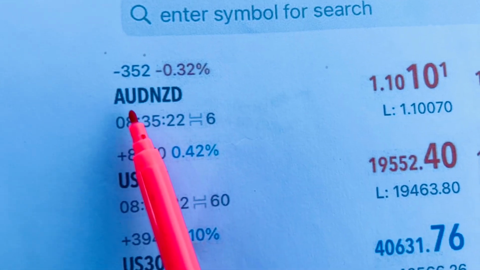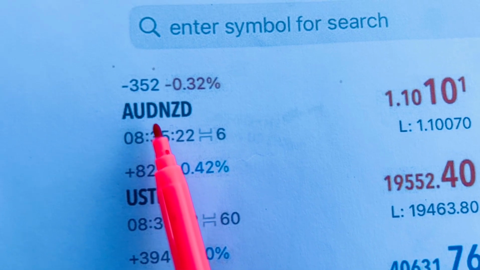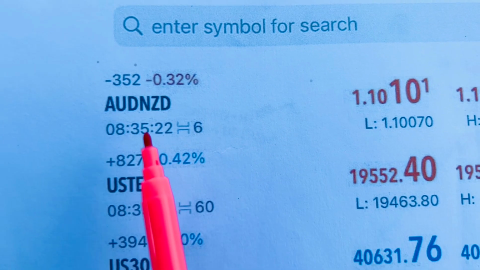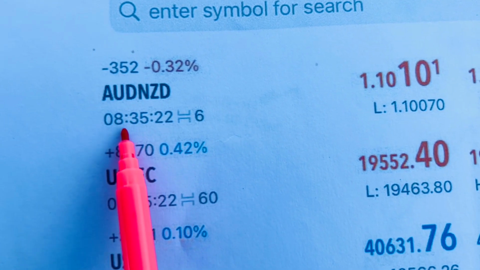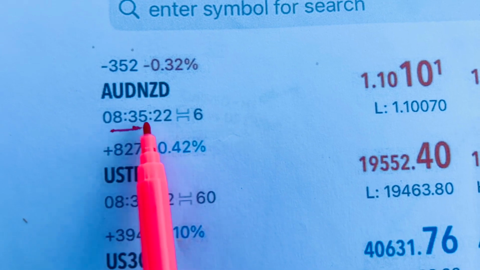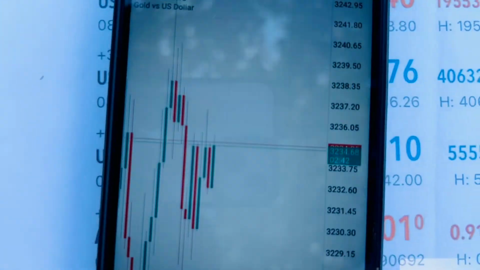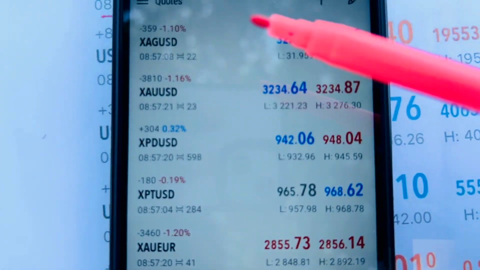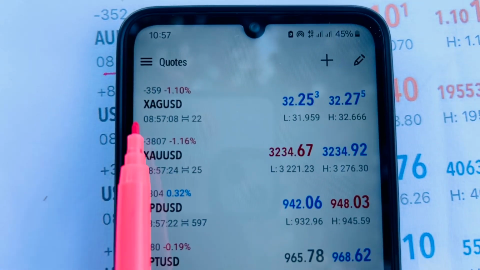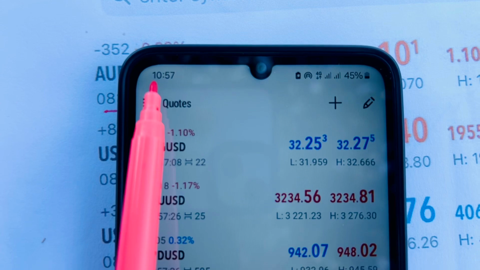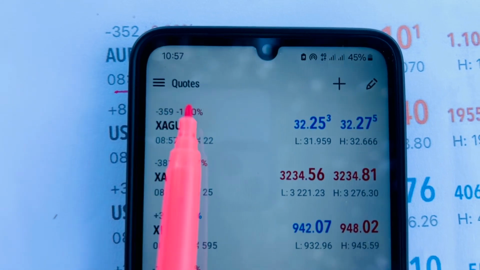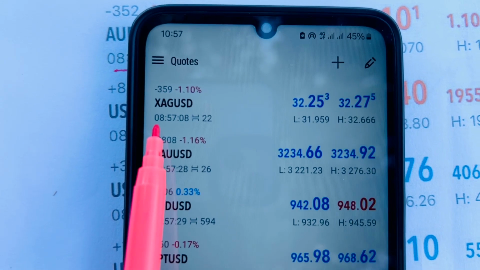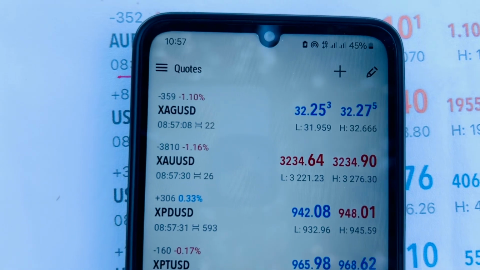This is AUD/NZD, which is the Australian dollar versus the New Zealand dollar. Below here, we have the time. This is the time, and this time is counting. If right now we go to section codes, we tap here, we'll be able to see the time here. And this time might not match with this time over here, which is 10:57, while here it's 8:57, depending on the broker that we use.